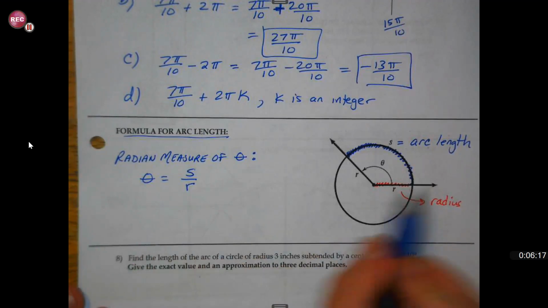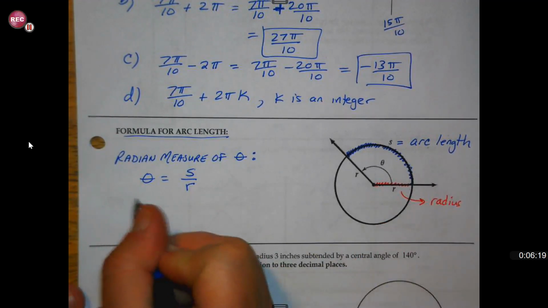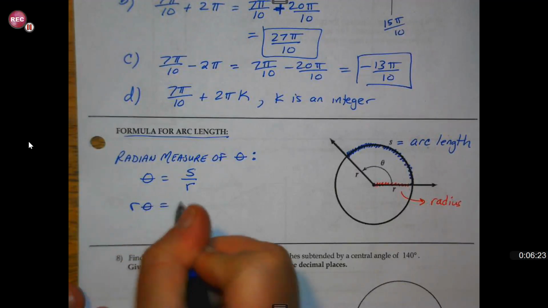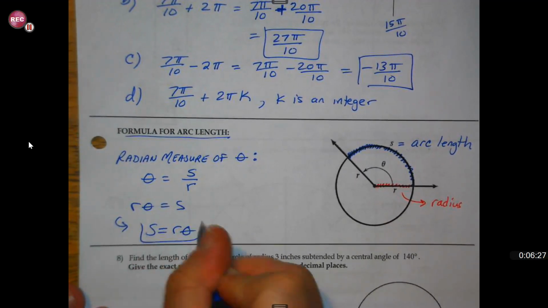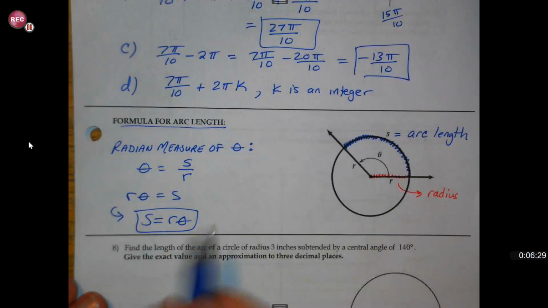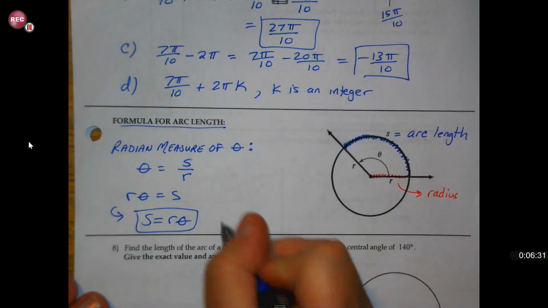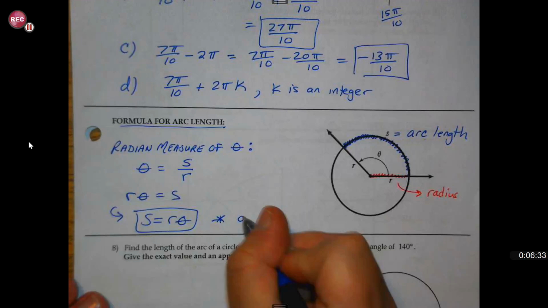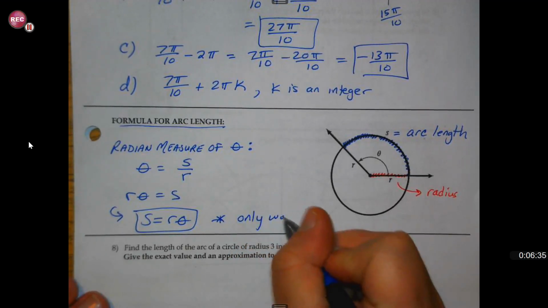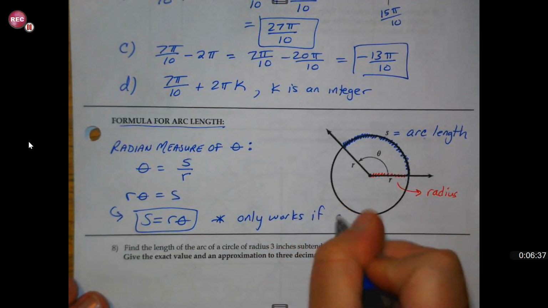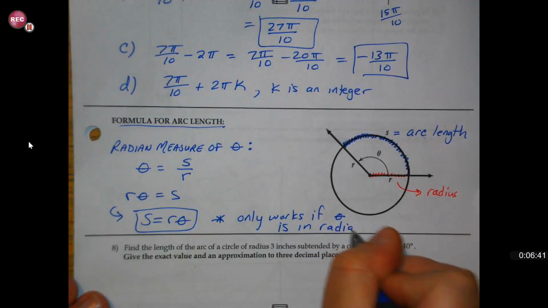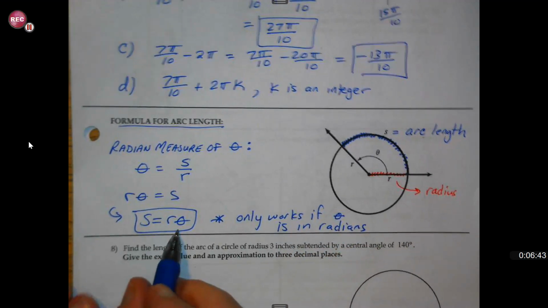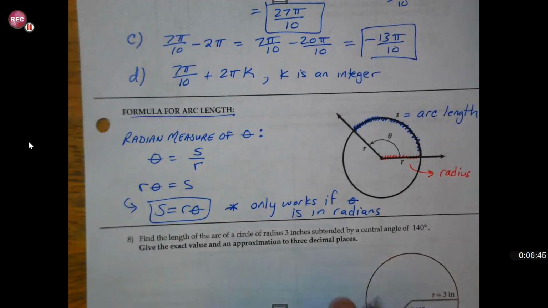So since S represents the arc length, I could just multiply the R to the other side, and that'll lead us to our arc length formula. So we can box that. Nice easy one, just radius times theta, but please star this, it only works if theta is in radians. So you cannot plug a degree measure in for that theta, it will not work.